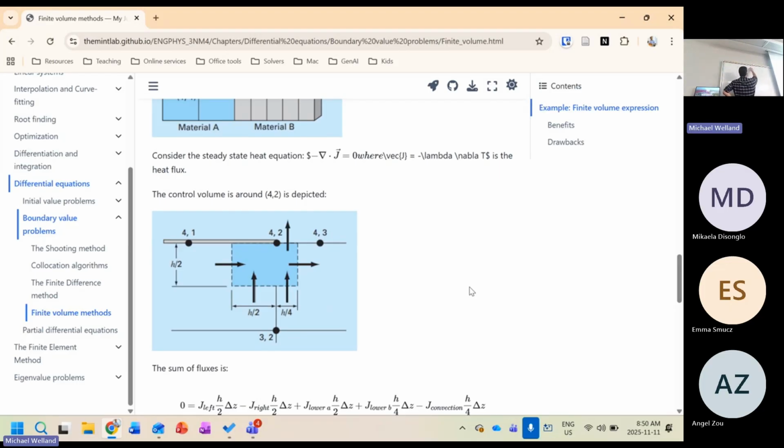Consider the temperature at this point, right? Coordinate 4, 2. What we're going to do is we're going to bisect all the edges around it. So we've got that guy, we've got that guy, we've got this guy. That's a bit too close. I'll just leave it like that. We've got that guy. This is our control volume. Like that.